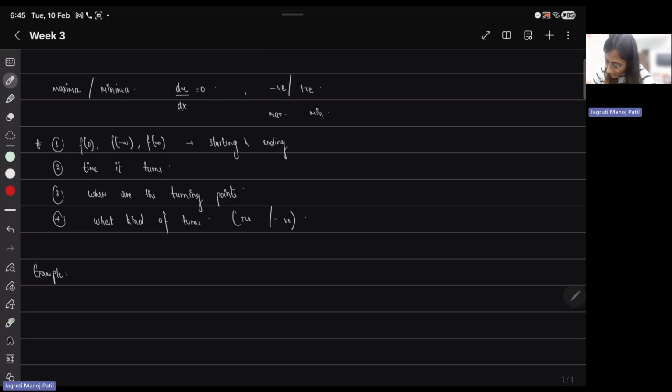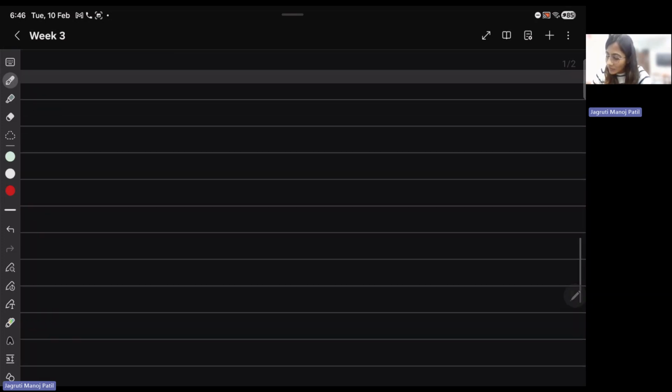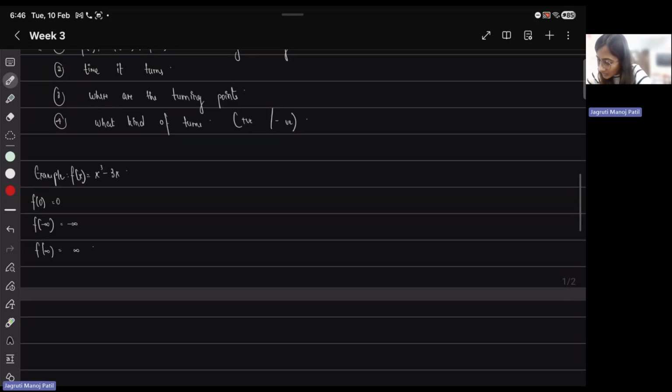We'll take the example of x cube minus 3x. Your f of x is equal to this term. So first you need to evaluate it at 0. At 0, you have 0. At negative infinity, you have negative infinity, and if you input positive infinity, that would also be positive infinity. Even if you try and plot it, you see that it goes on both extreme ends till infinity, and it's crossing only at 0, so it is 0 at that point.